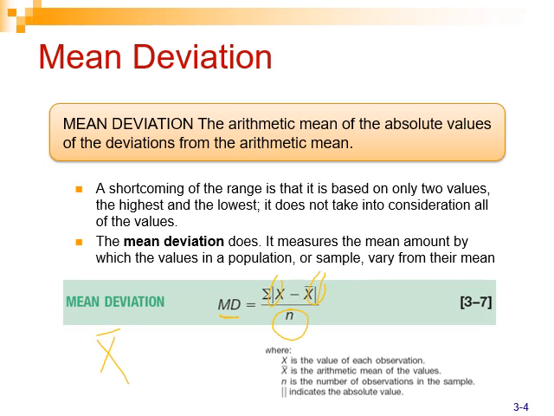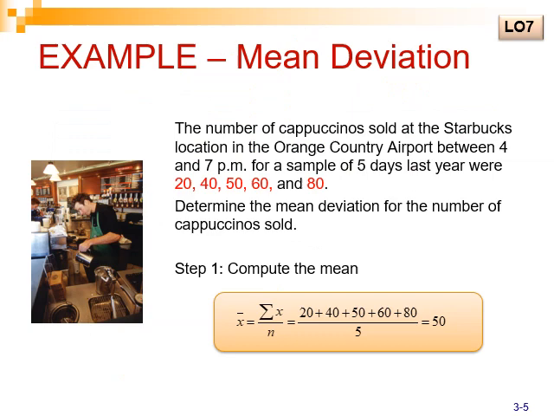The mean deviation measures the mean amount by which the values in a population or sample vary from the mean. If we have the mean, x bar, and the values, the x's, we measure how far each value is from the mean. So the mean deviation measures how far the values are from the mean. Let's take an example to see how to calculate and compute the mean deviation.